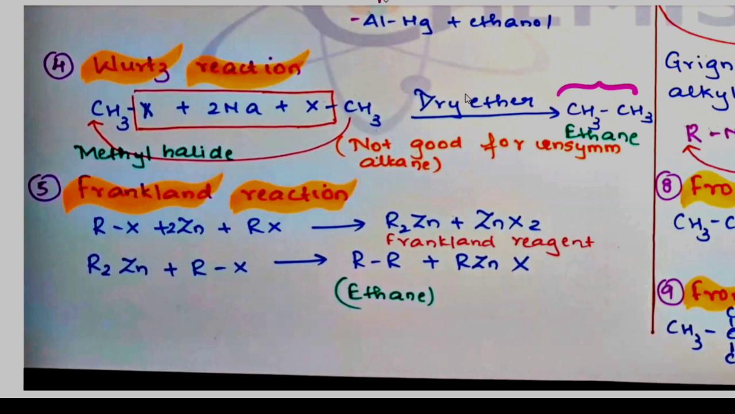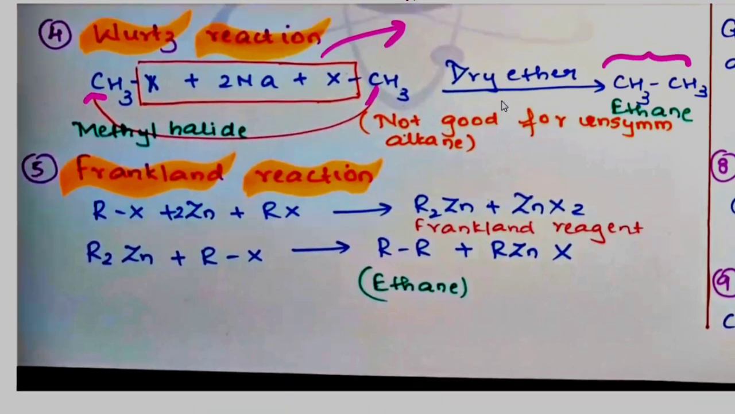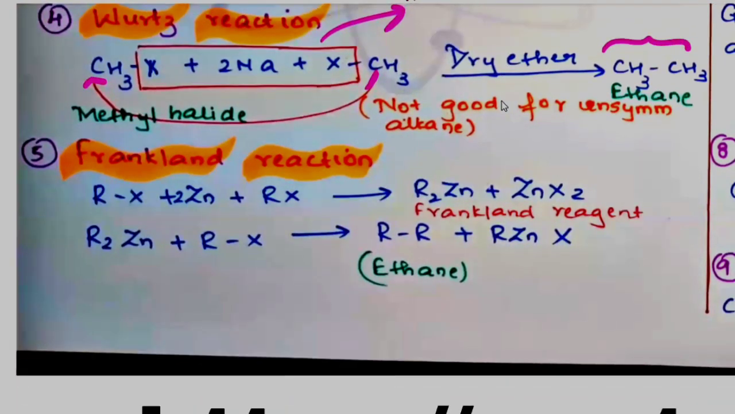Now, whatever I have written in the box, it will be eliminated and then this carbon will be bonded to this carbon. So, you will be getting CH3-CH3. This reaction is not suitable for unsymmetrical alkanes. We can easily prepare symmetrical alkanes using this reaction. And one more important point to be noted is methane cannot be prepared by this reaction.